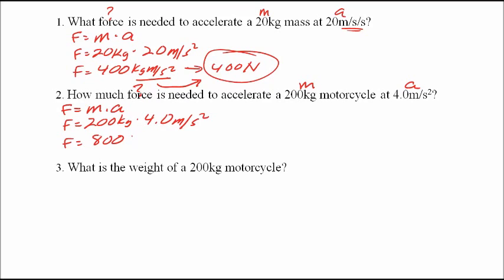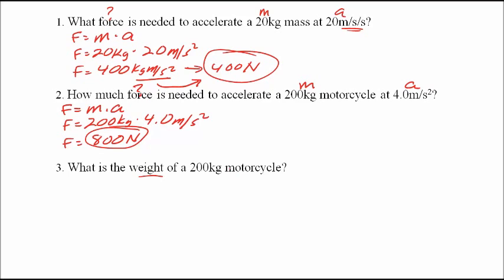And what is the unit of measurement? You're right, it's a Newton, named after Isaac Newton. And there's your answer, 800 newtons. Question 3. Now this is a little bit different. It says, what is the weight of the 200 kilogram motorcycle?